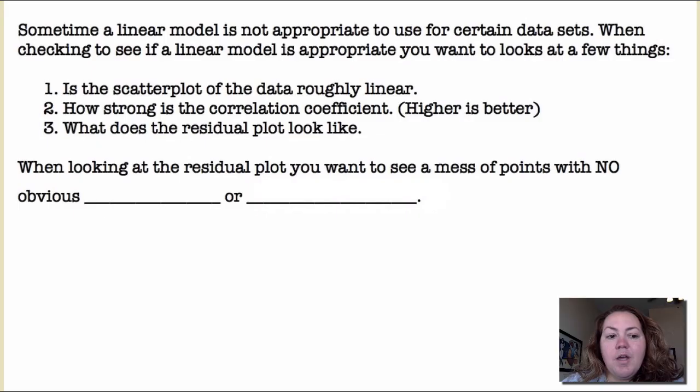In this video, we're going to look at assessing the fit of regression models. Sometimes a linear model is not appropriate to use for certain data sets. So when checking to see if a linear model is appropriate, you want to look for a few things.